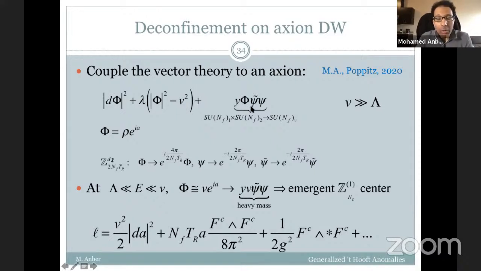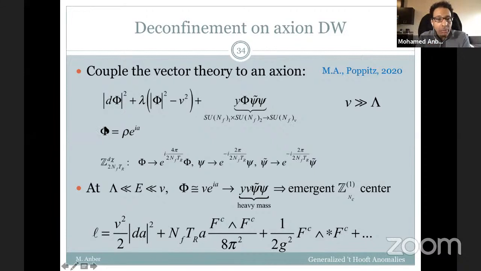And I will also introduce a Yukawa coupling between my fermions and the complex scalar phi. And I will demand that the VEV of the complex scalar is much bigger than lambda QCD. Of course, the Yukawa coupling will break the SU(N_F)_1 × SU(N_F)_2 down to SU(N_F) vector.